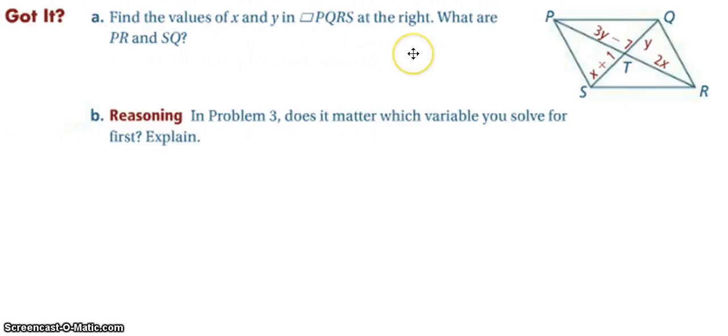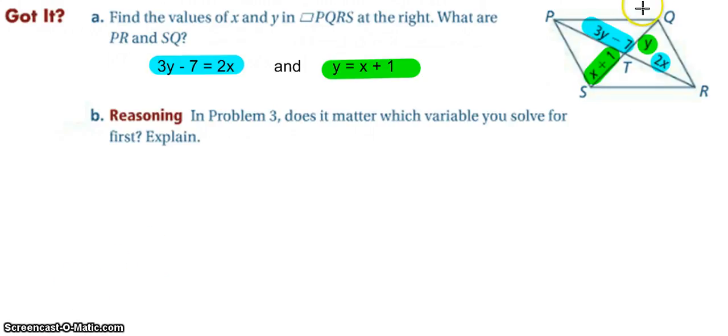We want to find the measures of PR and SQ here. So those are the lengths of my diagonals. Now we're going to have to use a little bit of what we know, such as my diagonals bisect each other. So that's going to be the important thing to know here. Pause the video, try to work your way through this problem. Come back if you need help or to verify your answer.